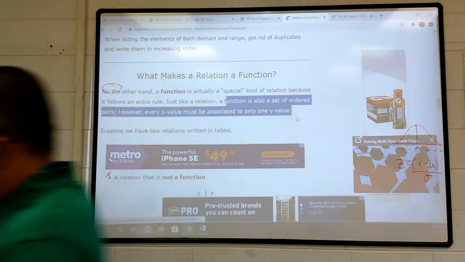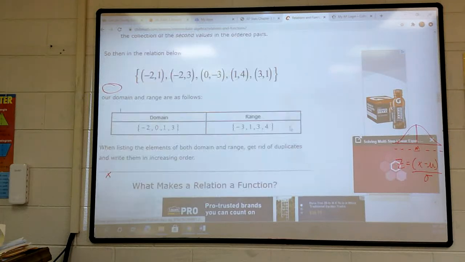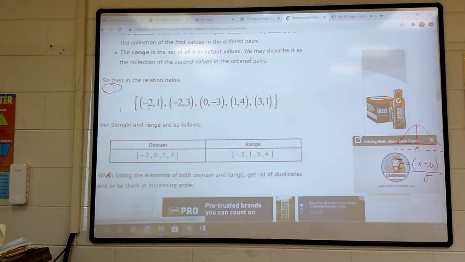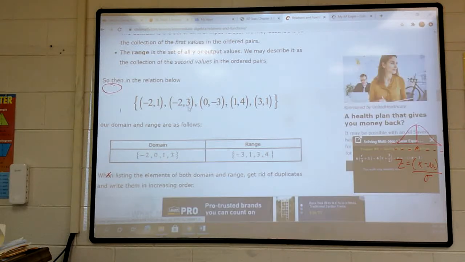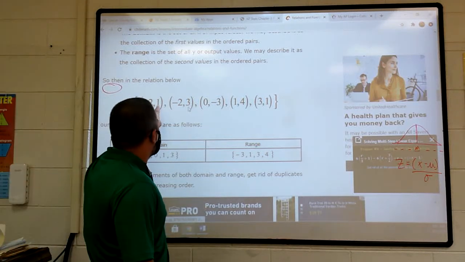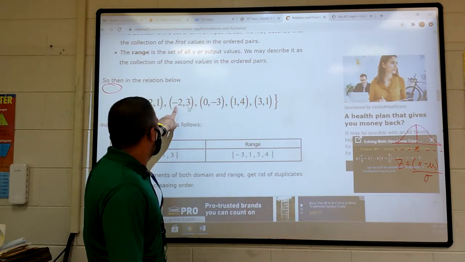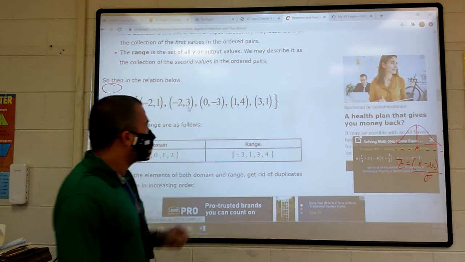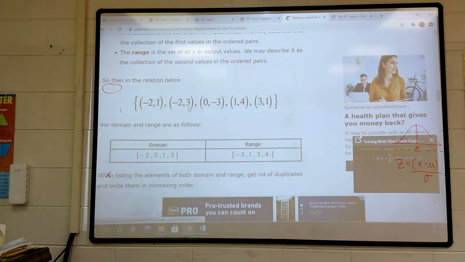So if you look back at one of these up here, like this one, this is not a function because -2 goes to 1 and -2 also goes to 3. So some people say the x's can't repeat. That's fine if you think of it that way. But basically what it means is each x, so -2, can only go to one y. It can't go to two different y's. Now your y's can repeat, so that's fine. But your x's cannot. You can't have x's that go to two different y's. So some people mix that up. You got to be careful on that.